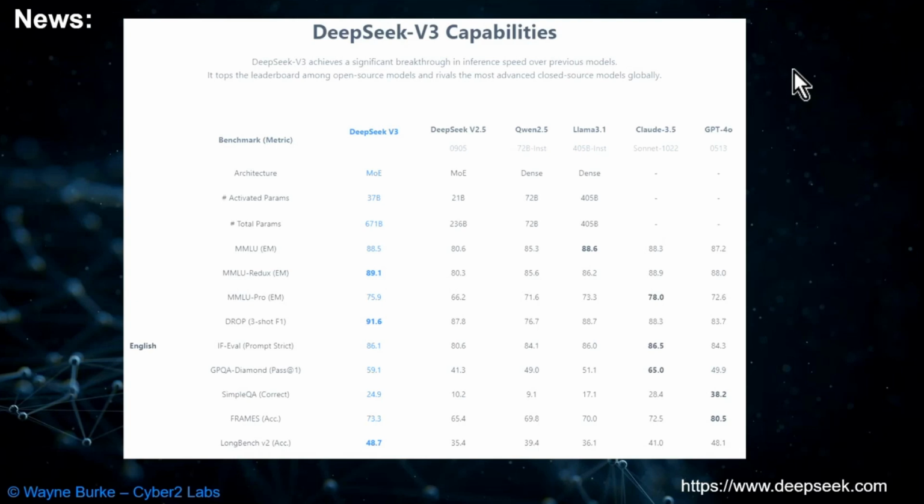Now, nowadays, we really need to slip in a little bit of DeepSeek. This is looking at the actual benchmark metrics. DeepSeek version 3 achieves a significant breakthrough in inference speed over previous models. It tops the leaderboard among open source models and rivals the most advanced closed source models globally. As you can see, these are the comparisons between DeepSeek version 3 and the other models.